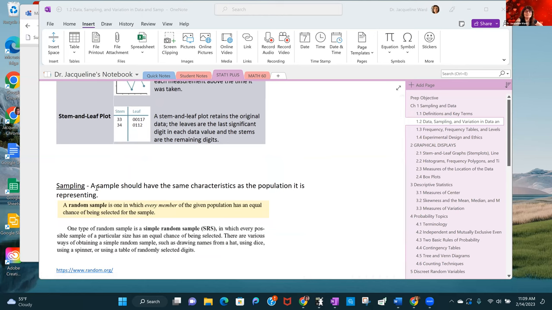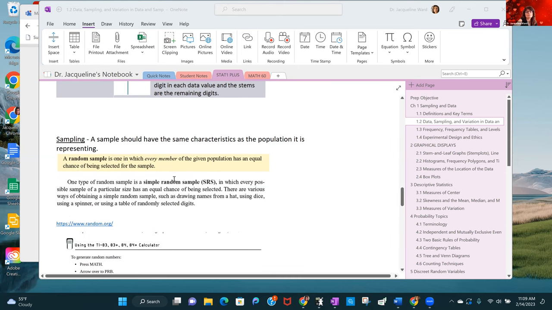And here we go, what we were talking about last time. A sample should have the same characteristics as the population it's representing. Okay. So a random sample is one in which every member of the given population has an equal chance of being selected for the sample. All right. Every single member has an equal chance of being selected for the sample.